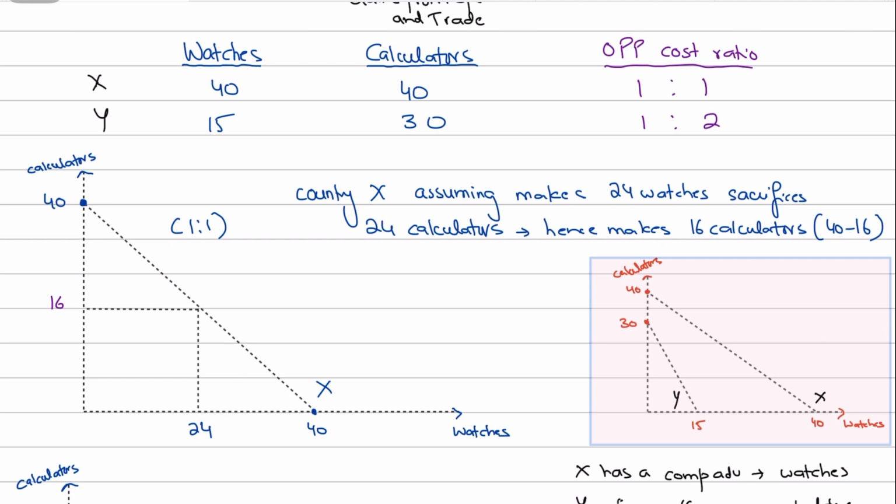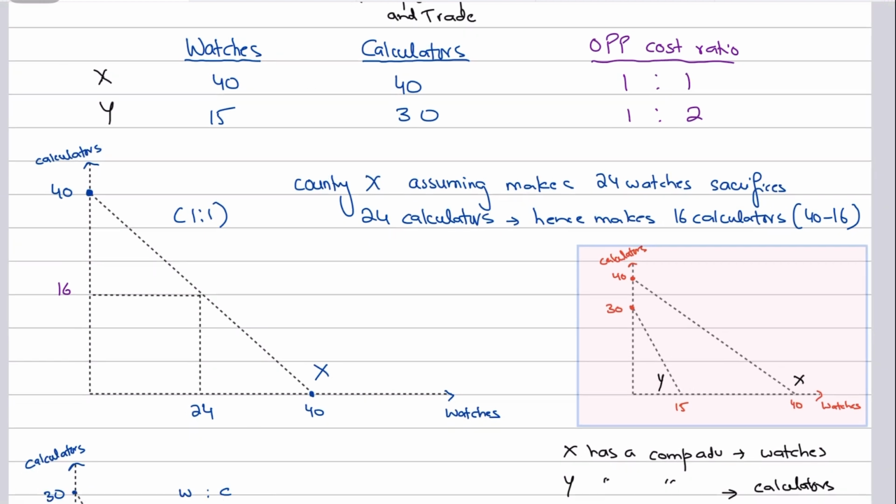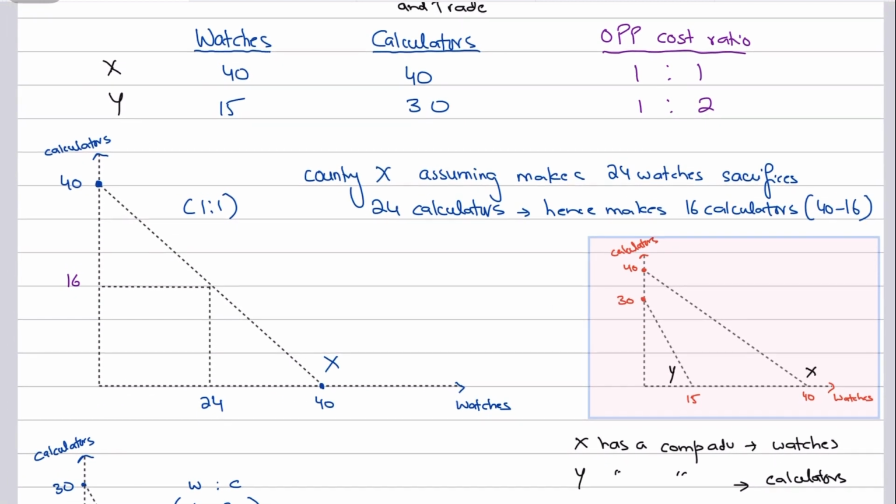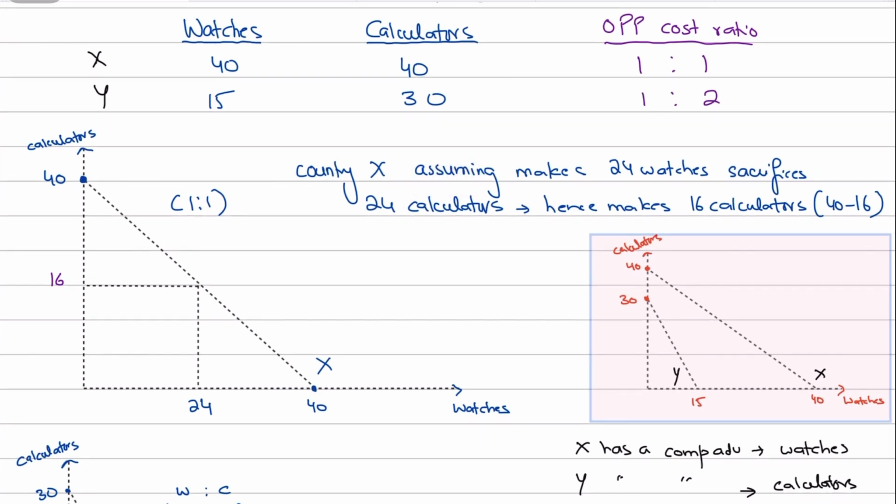You can also calculate the opportunity cost ratio from this small triangle, because this is also representing the change in Y over change in X. Change in Y is 40 minus 16, that is 24, while change in X is definitely 24. So 1:1. Again, this slope is representing your opportunity cost ratio. So right now, country X is making 16 calculators and 24 watches.